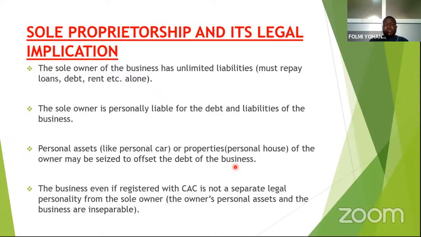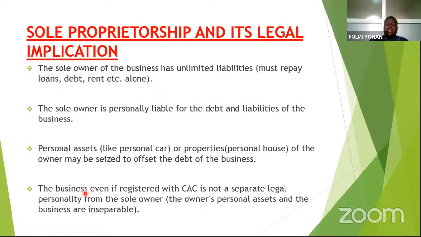Your personal asset and properties of the owner may be seized to offset the debt of the business. The business, even registered with CAC, is not a separate legal personality from the sole owner. The owner's personal asset and business are inseparable because he's running a sole proprietorship. And sole proprietorships are registered with the CAC as business name. When you don't want to run a company, you just want to run a simple business, you're registered with the CAC as business name. So what this paragraph is saying is that even when you register your sole proprietorship as business, it does not confer legal personality on you.